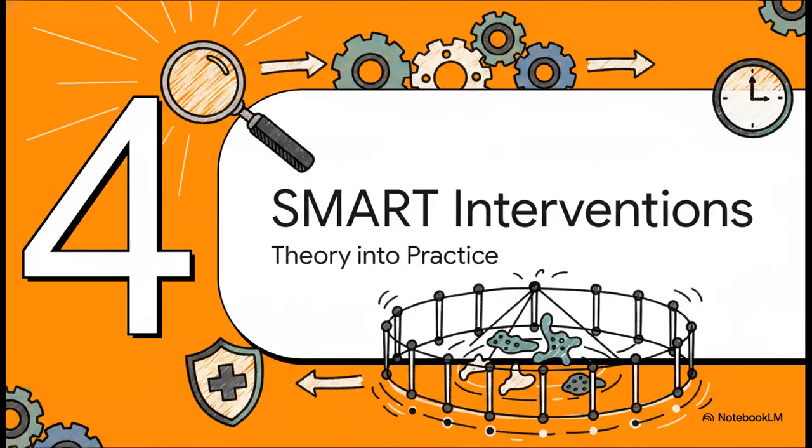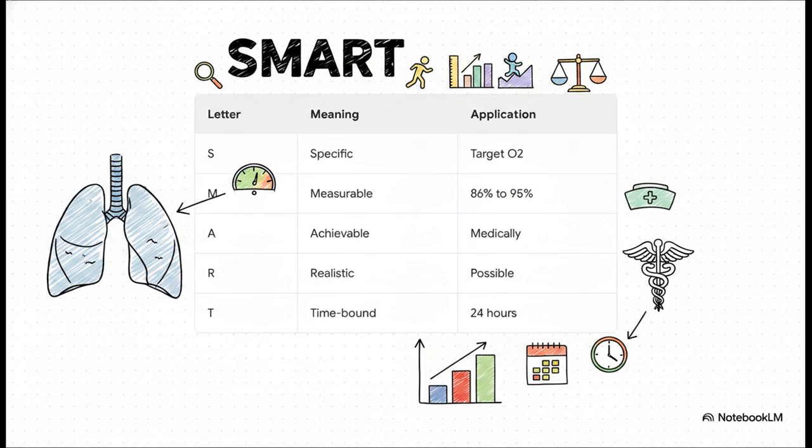On to Section 4, executing smart nursing interventions, theory into practice. So let's transition into the planning and implementation phases. We have the diagnosis, so now the nurse basically sets up a clinical sting operation to combat the patient's illness. The absolute crucial point here is how the goals are actually formulated. They must be SMART: specific, measurable, achievable, realistic, and time-bound.